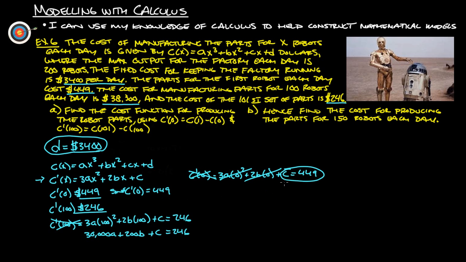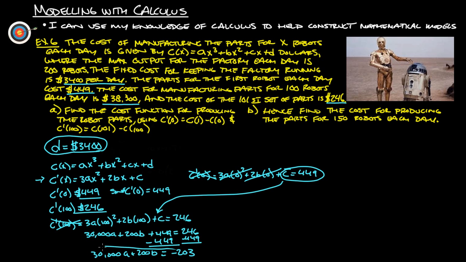With this information here, we will want to plug that in for this piece right here. So I'm going to fix that, plus 449 equals 246. So we can subtract 449 from both sides. And we will then get 30,000A plus 200B is going to have to equal negative 203. Okay, we're going to hang on to this equation here till later.